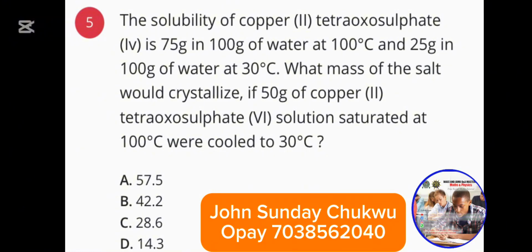Okay, last class we discussed solubility, equations on solubility. We solved a question on solubility, 2010, and today we want to solve another question on solubility, JAMB 2010. The question says the solubility of copper(II) tetraoxosulfate(VI) is 75 gram in 100 gram of water at 100 degrees Celsius, and 25 gram in 100 gram of water at 30 degrees Celsius. What mass of the salt would crystallize if 50 gram of copper(II) tetraoxosulfate(VI) solution saturated at 100 degrees Celsius were cooled to 30 degrees Celsius?